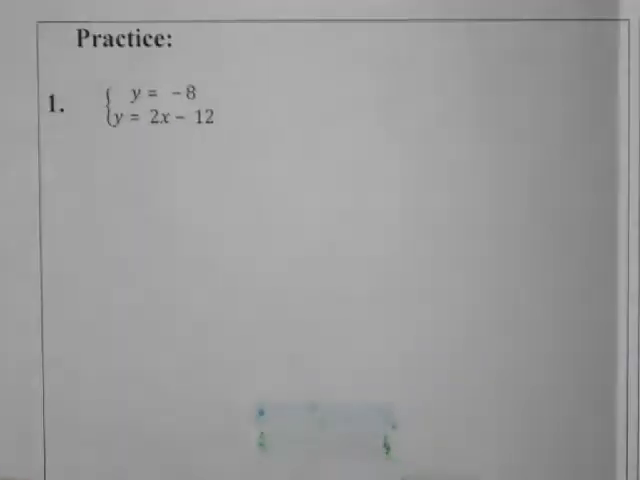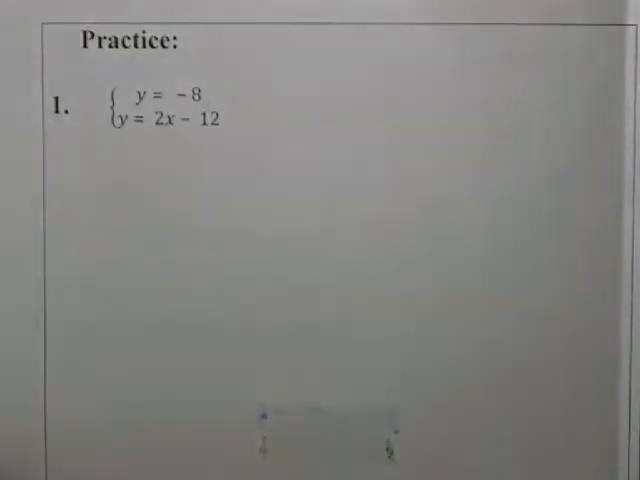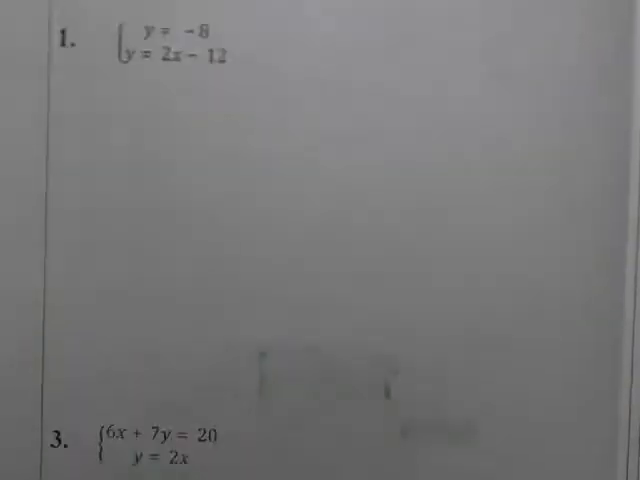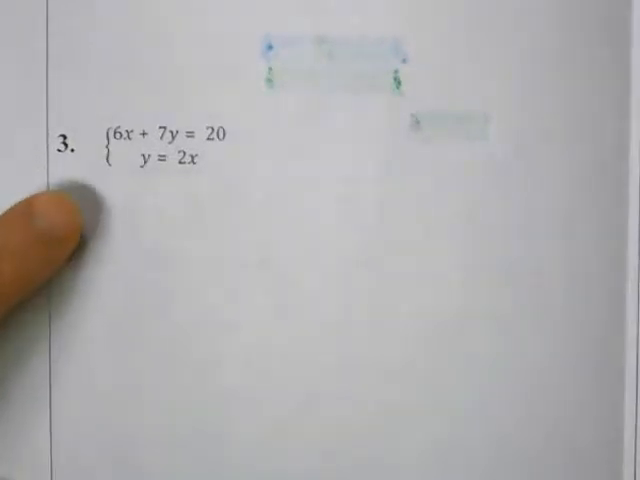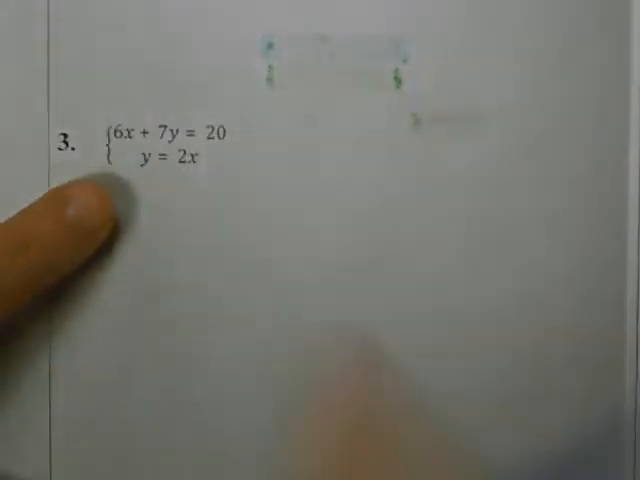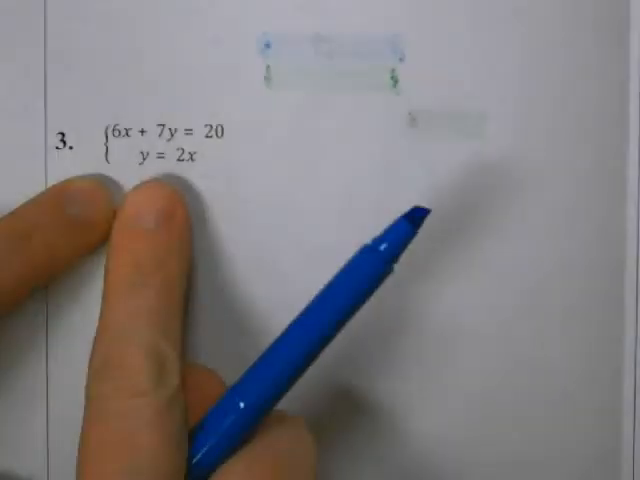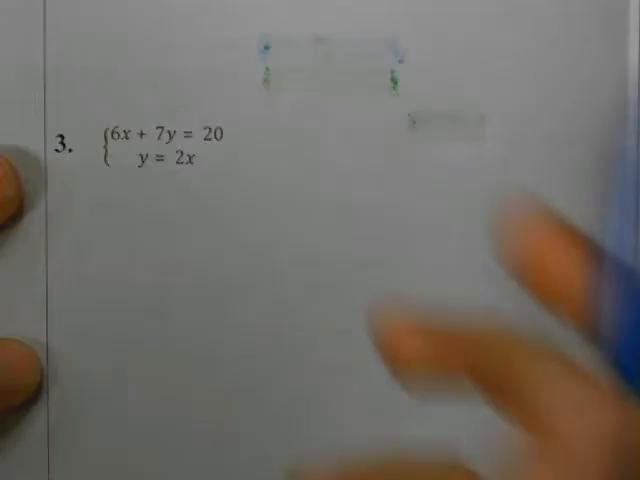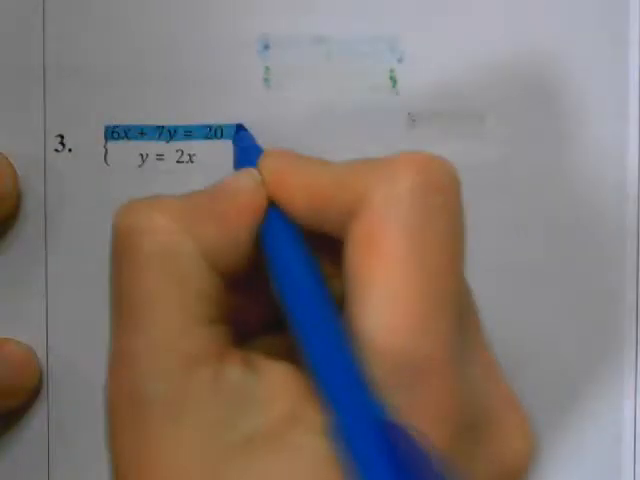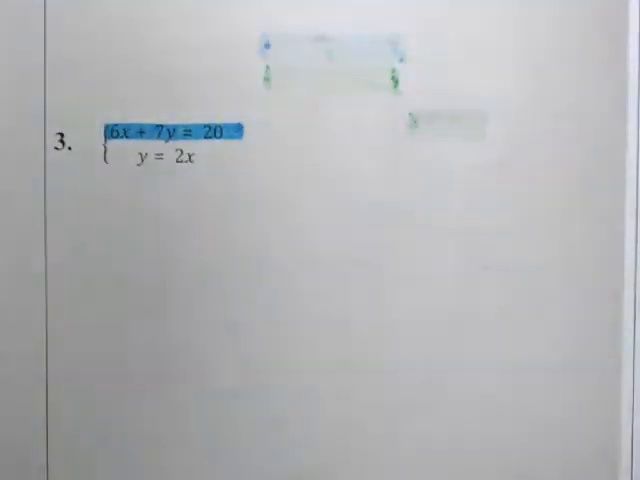So which one's going to be my team and which one's going to be my bench? Well, let's skip number 1 and move on to number 3. Let's look at number 3. So it looks more like the front one. We'll talk about number 1 in a second. Okay, so my team, remember, is the one that has x and y playing together on the same side. So this one's my team, and this one's going to be my bench.